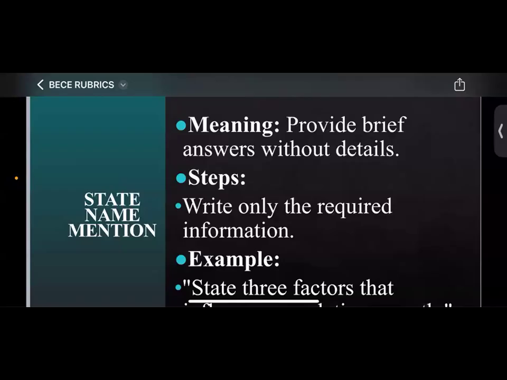Even if it's name the 4 cardinal points: north, east, west, south. That's it. It could be list, it could be name. But for mention or state, you just write them in simple sentences and make sure you have numbered them properly. Write only the required information. It's not an essay you are building on.